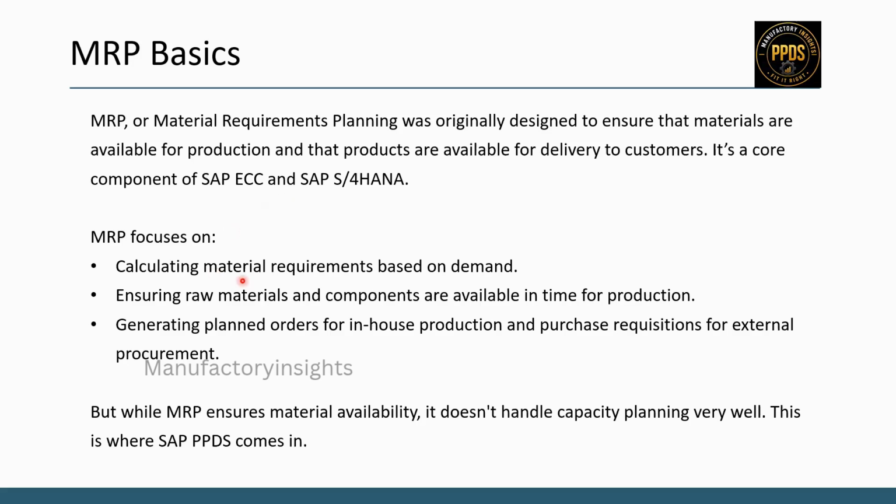MRP focuses on calculating material requirements based on demand, ensuring raw materials and components are available in time for production, generating planned orders for in-house production and purchase requisitions for external procurement. But while MRP ensures material availability, it doesn't handle capacity planning very well. This is where SAP PPDS comes in.